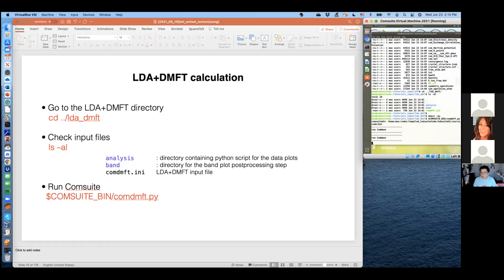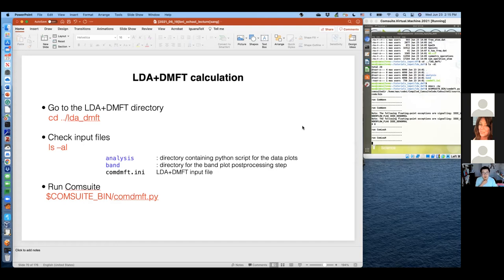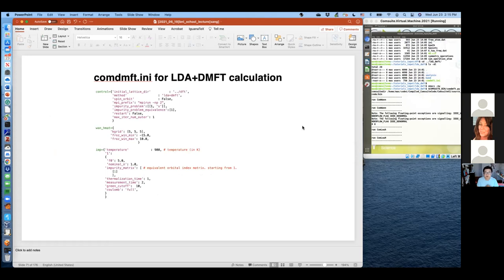Then it will just start, and the Python script will call all the modules we need to run the LDA plus DMFT calculation one by one, and it will give us some answer. And while the codes are running in our virtual machine, let me explain the meaning of all the keys in the comdmft.ini file.